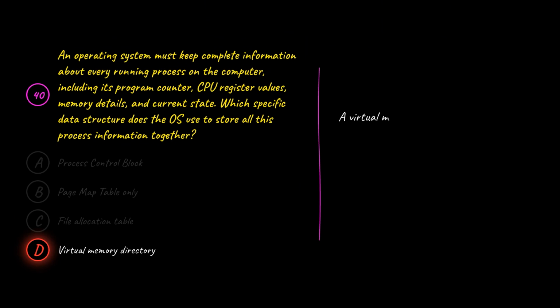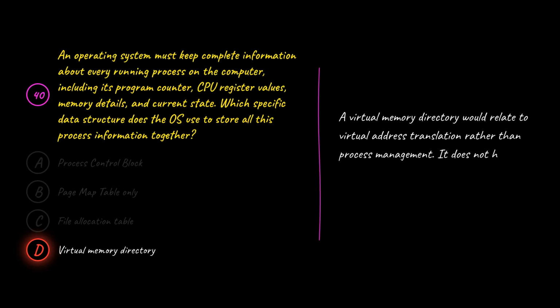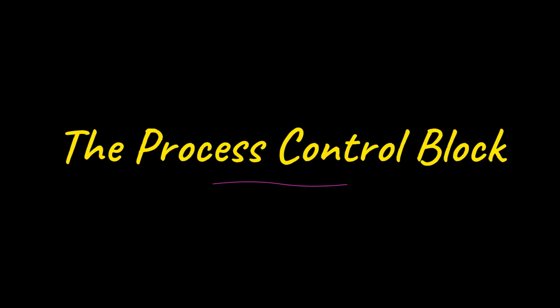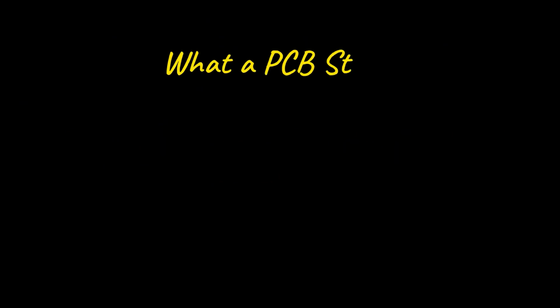D is wrong because a virtual memory directory would relate to virtual address translation rather than process management. It does not hold the comprehensive set of process state, register values, and program counter that the PCB specifically holds. The process control block is the data structure an operating system uses to store everything it needs to know about a single process. It is the dedicated record that follows a process from creation to termination.